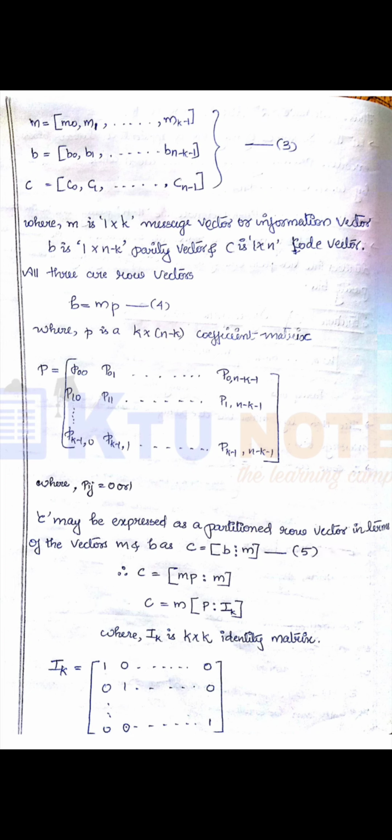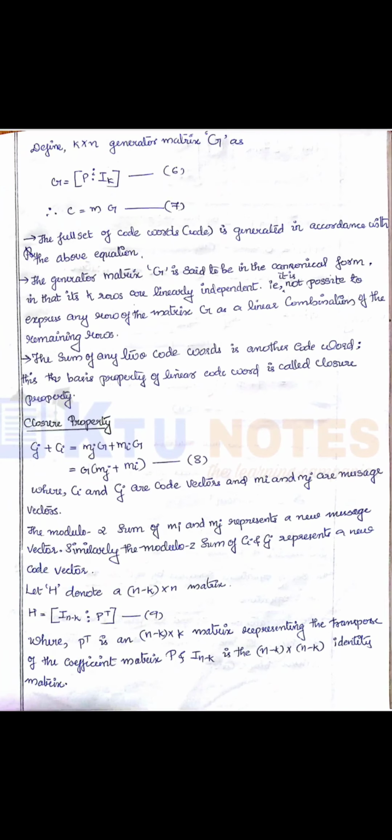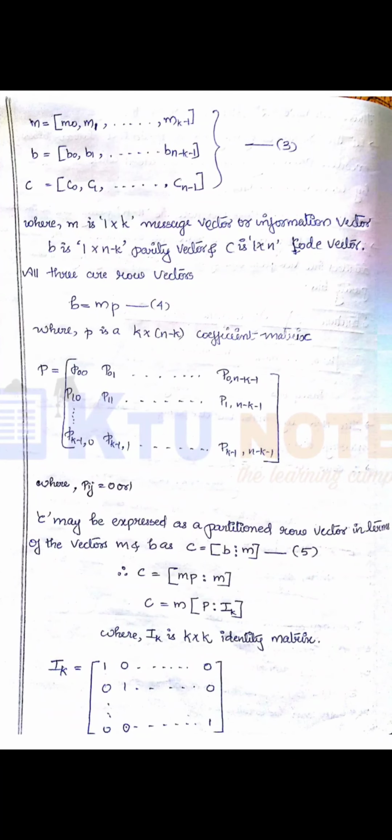This is equation 5, and we can write b as b equal to mP. So we write C as [mP m]. So we are taking m outside. So C is equal to m into [P Ik], where Ik is the identity matrix. So Ik has a size of k by k. So Ik is the identity matrix, 1 0 0 0, 0 1 0 0, etc., 0 0 1, which has a size of k. Okay. So C is equal to m into [P Ik].